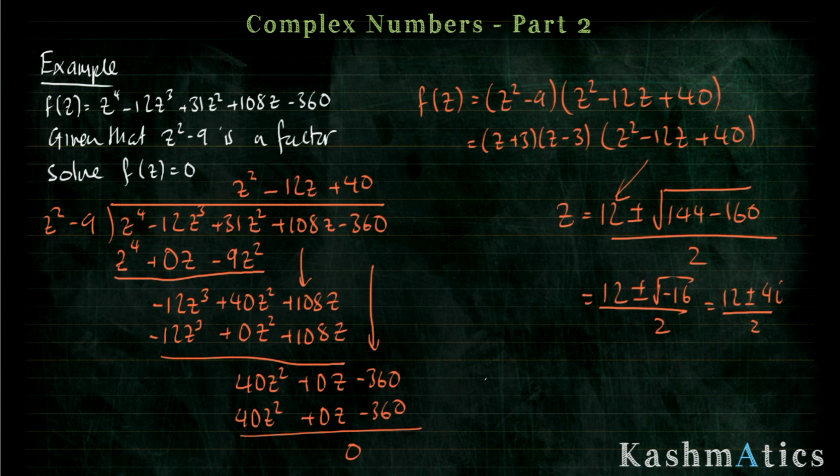So what we've got as our final answer is z equals minus 3, z equals 3, z equals, now if I simplify this, I'll get 6 plus 2i, and z equals 6, take away 2i. So that's all there is to it. Well, I say that's all there is to it. It is a little bit tricky.